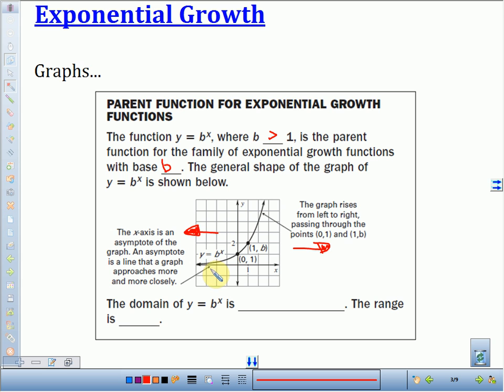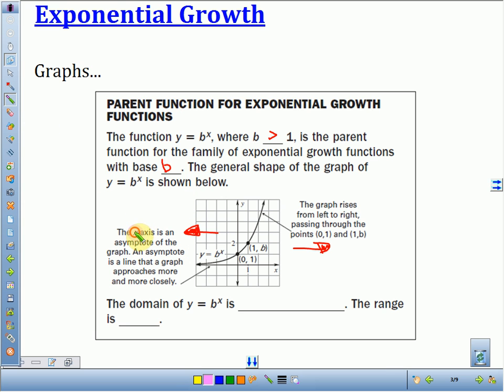The function will never ever hit what's called an asymptote, right? And for the parent function, the x-axis is an asymptote. And the asymptote is a line that a graph approaches more and more closely. Usually it will not cross the asymptote. In fact, everything we're going to deal with, the function will never cross, never touch the asymptote. So in this case, since the asymptote is the x-axis, the graph will never touch the x-axis.